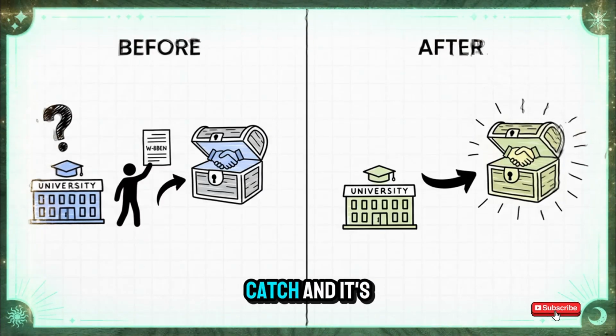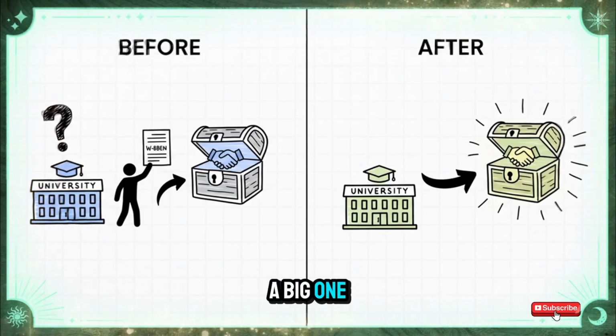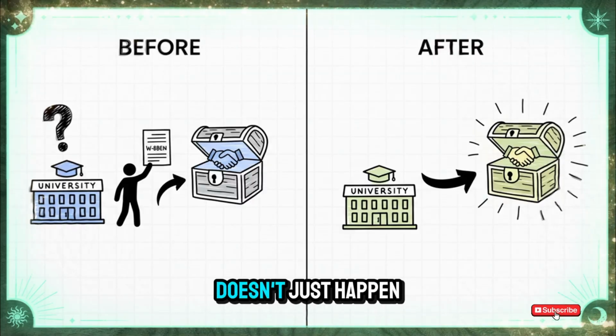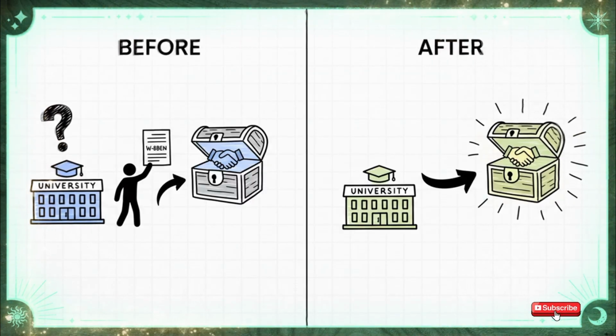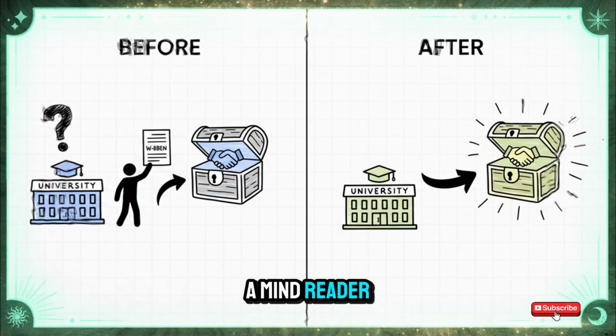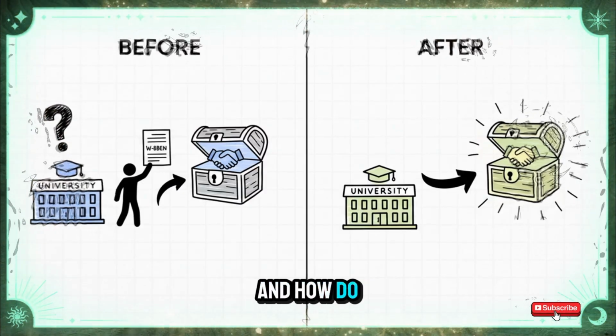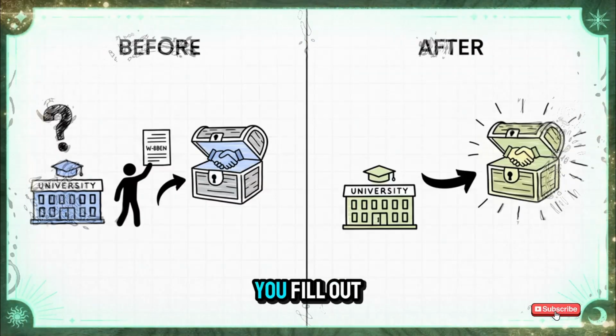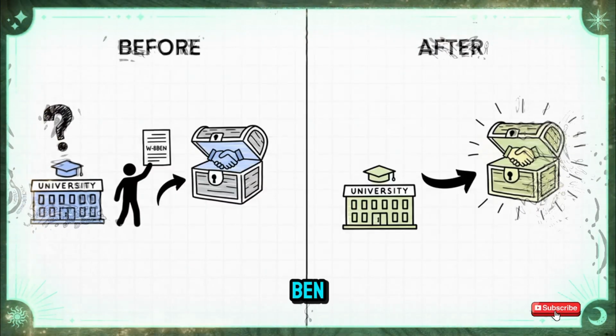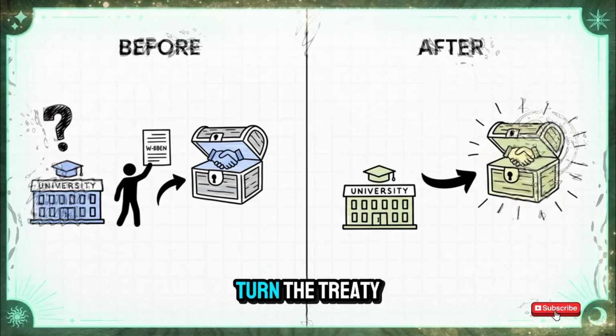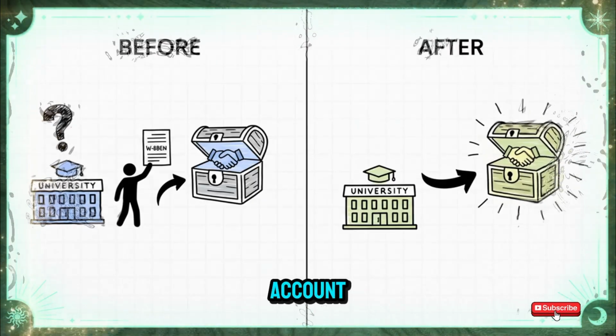But here's the catch, and it's a big one. This amazing benefit doesn't just happen automatically. Your university isn't a mind reader. You have to proactively claim it. And how do you do that? You guessed it. You fill out that Form W-8BEN. That's how you turn the treaty on for your account.